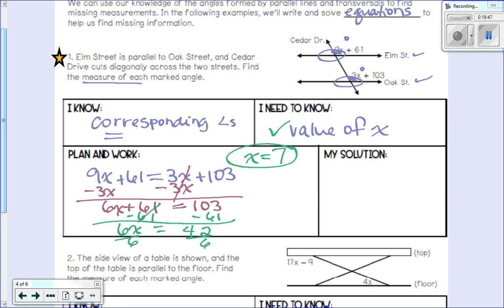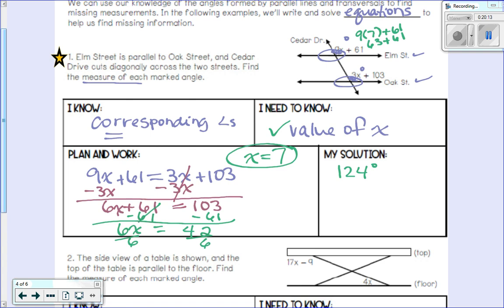So what can we do now? We can substitute it in there. Good. So 9 times 7 plus 61. 63 plus 61 is 124 degrees. And then what do we know about them now? Corresponding angles are what? They're equal.